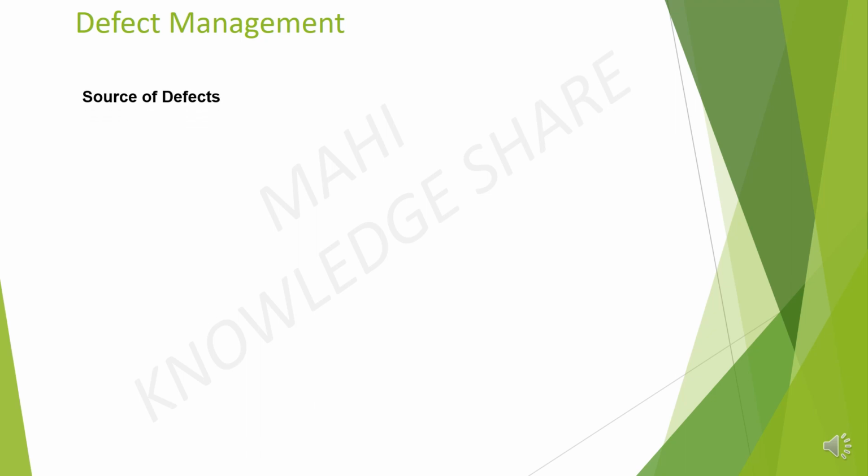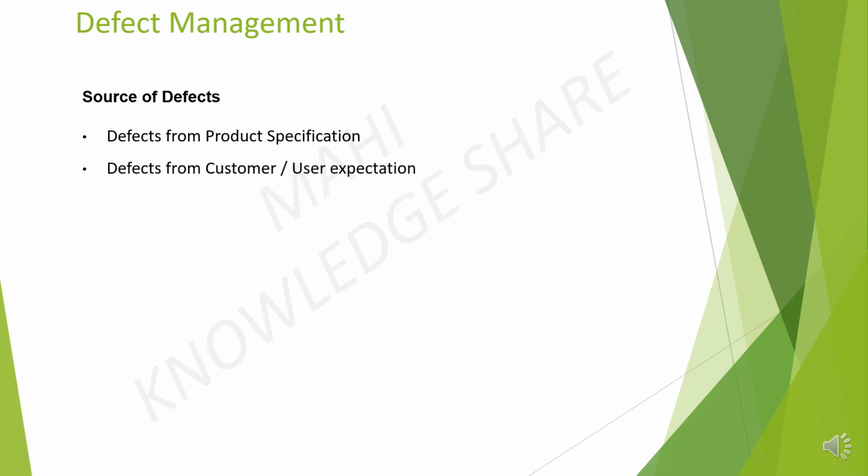Sources of defects. It is of two types. First one is defects from product specification and the other one is defects from customer or user expectation.